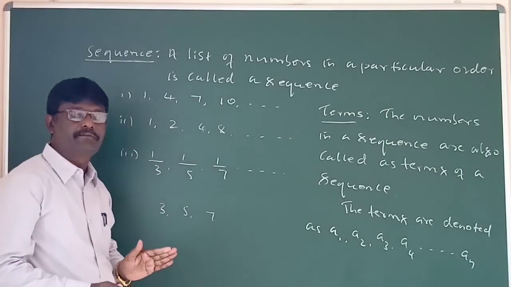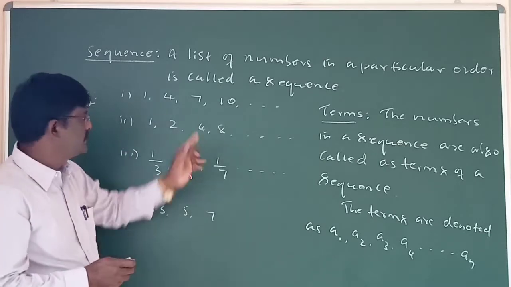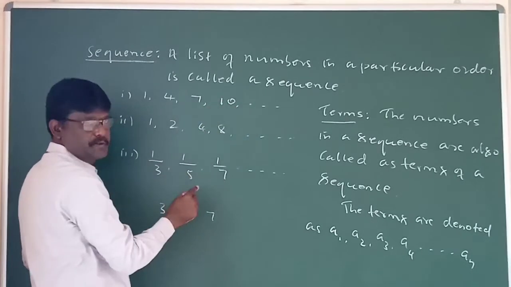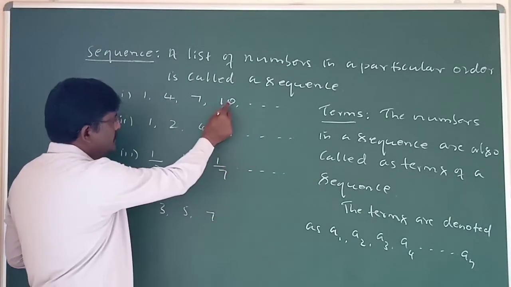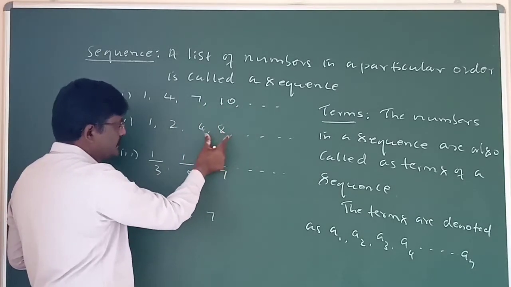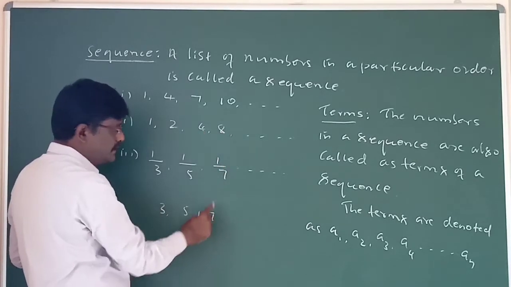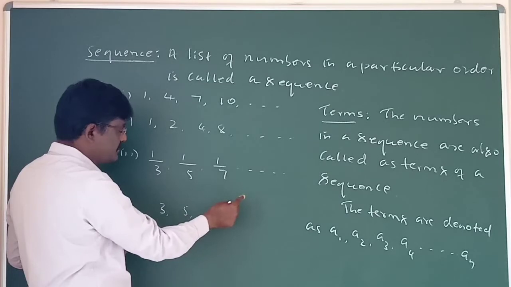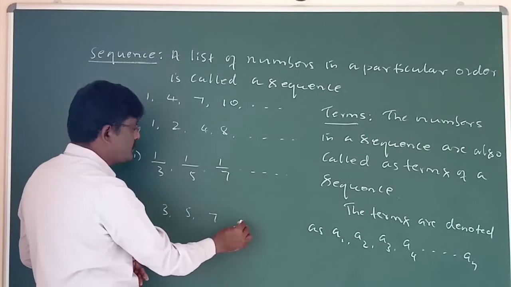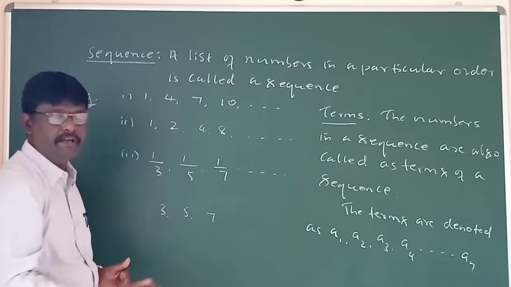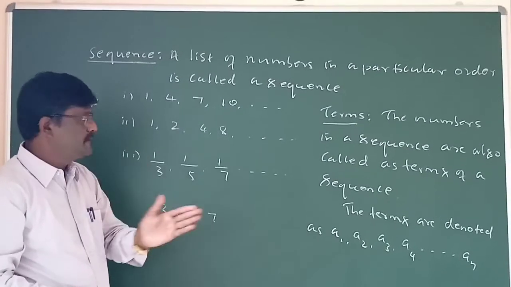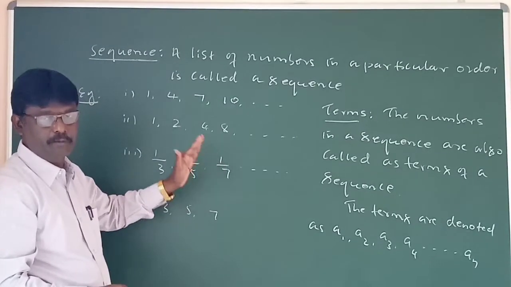Here, children, we find one definite pattern in each example. What is that? Each succeeding number is obtained by adding 3. Each succeeding number is obtained by multiplying by 2. Each succeeding number is obtained by adding 2 to the reciprocals. Then here we get 1 by 9 and so on. Therefore here we find a definite pattern. Hence in a sequence, if there is a definite pattern, we say it is progression.